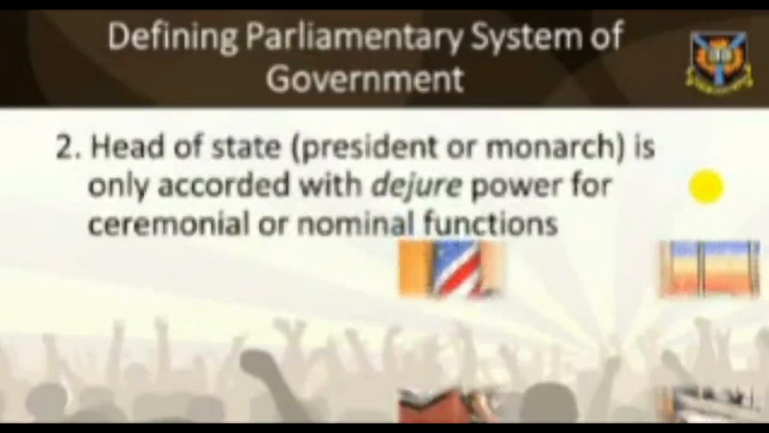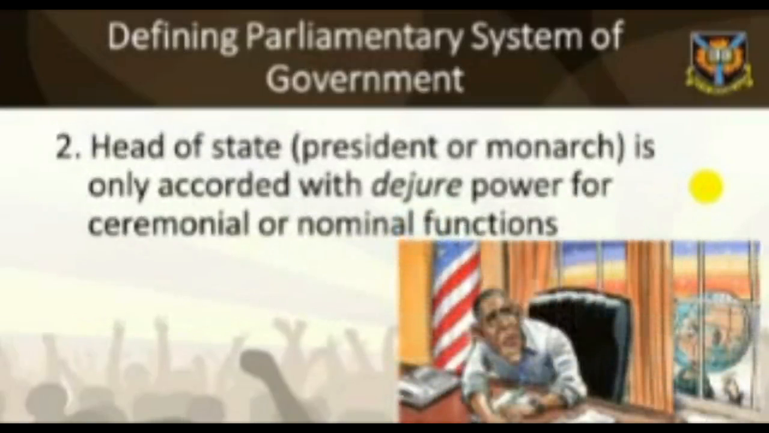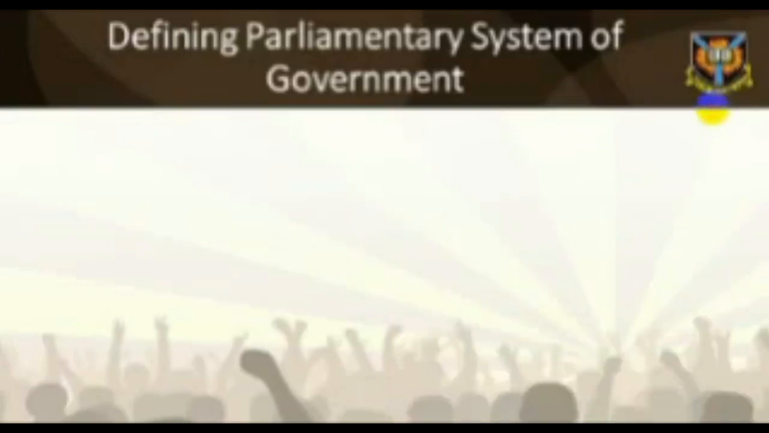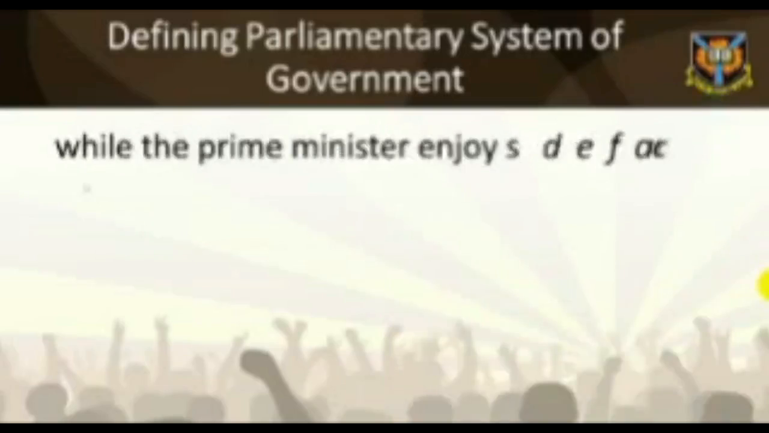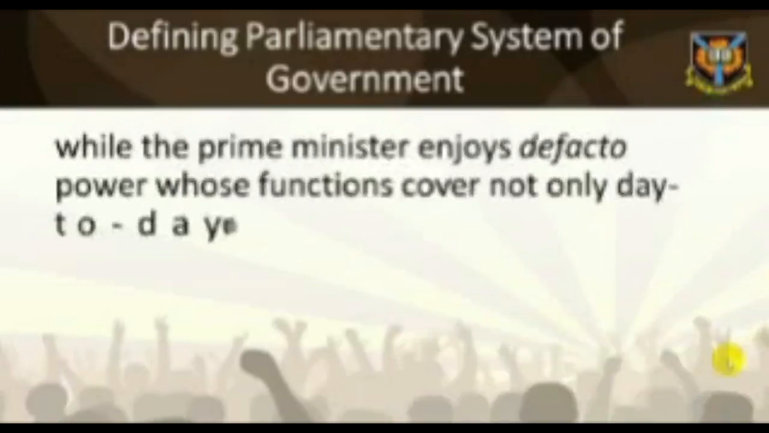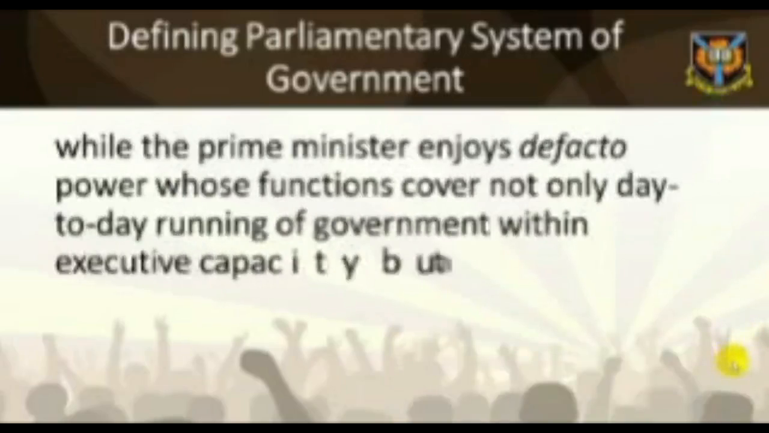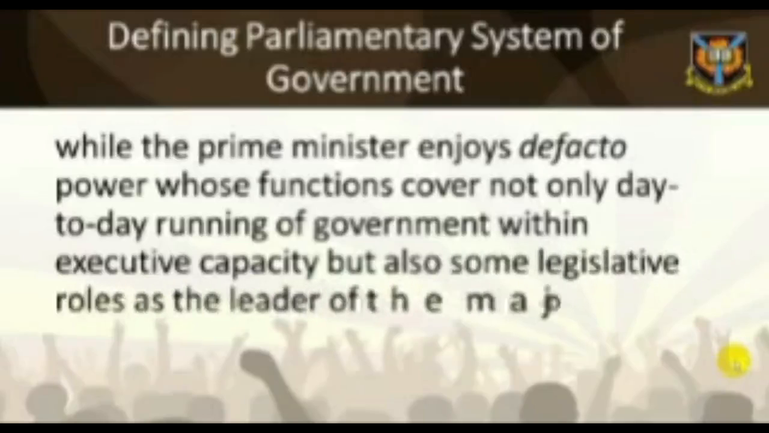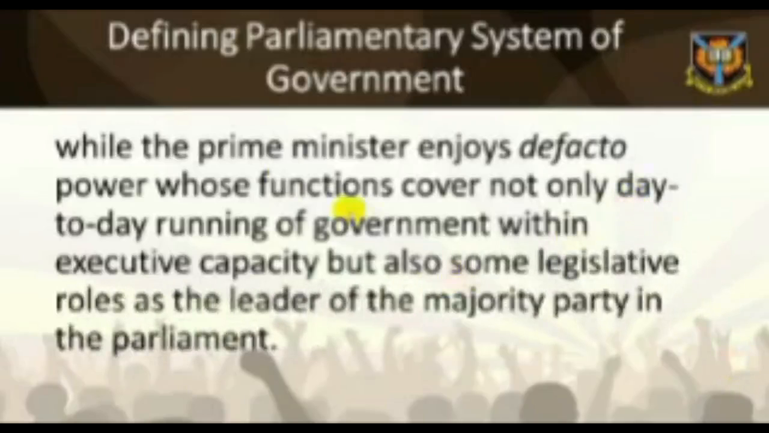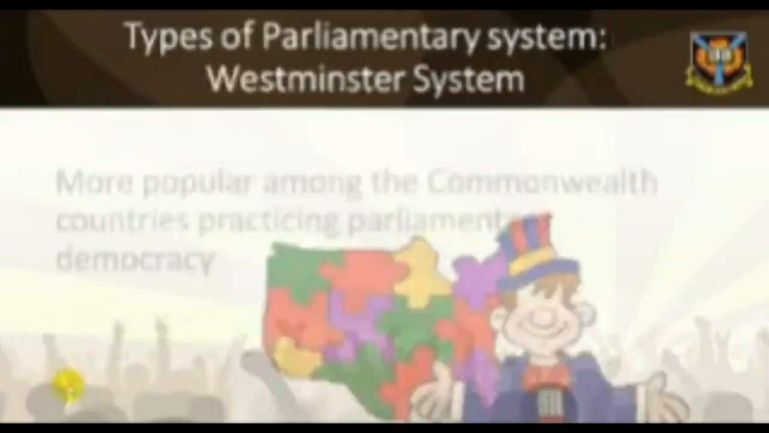The second point is that the head of state, that is, the president or monarch, is only accorded de jure power to perform only ceremonial or nominal functions, while the Prime Minister enjoys de facto power, whose functions cover not only the day-to-day running of government within the executive capacity, but also some legislative roles as the leader of the majority party in the parliament.